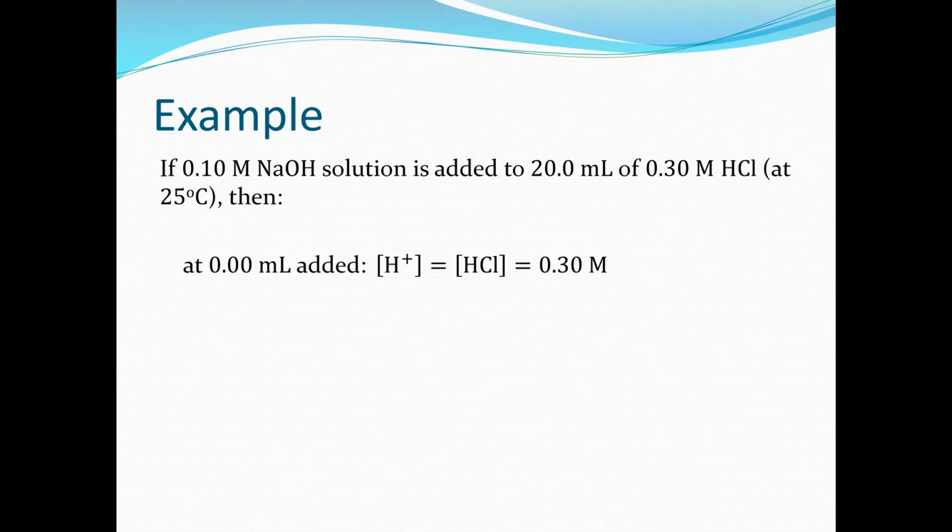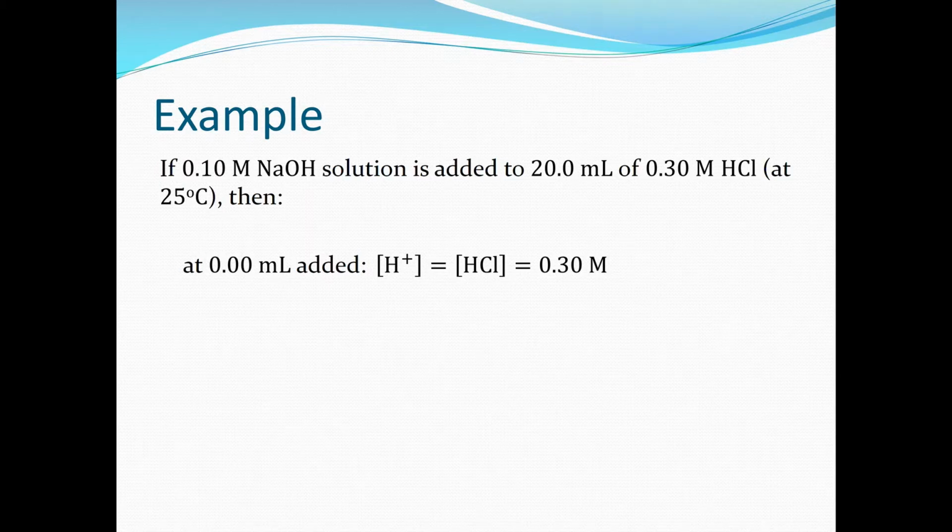Okay, so if we haven't added anything, 0 milliliters of sodium hydroxide are added, the question is, what's my pH? Well, at that point, it's really just a hydrochloric acid solution, right? There's nothing fancy going on. We know its concentration, so we know what the hydronium ion concentration is because it's going to be a 1-to-1 ratio. For every 1 mole of HCl, we get 1 mole of H+. And so I know the H+ concentration for that solution is going to be 0.30 molar.